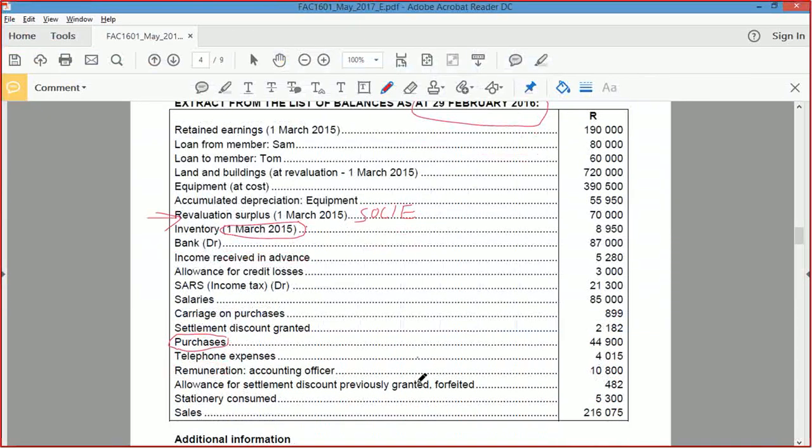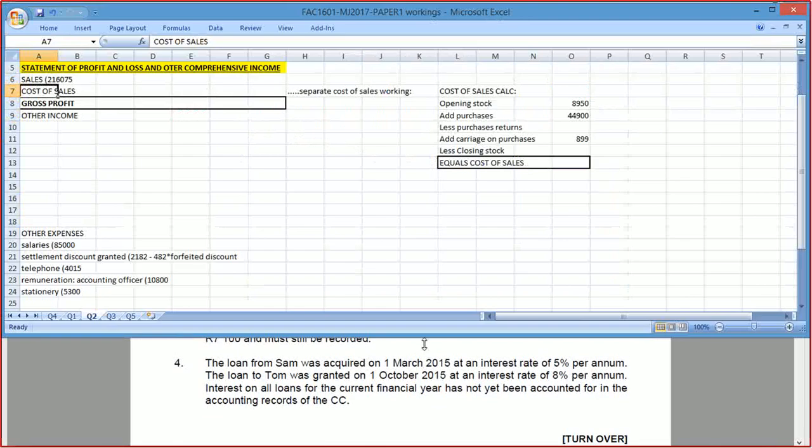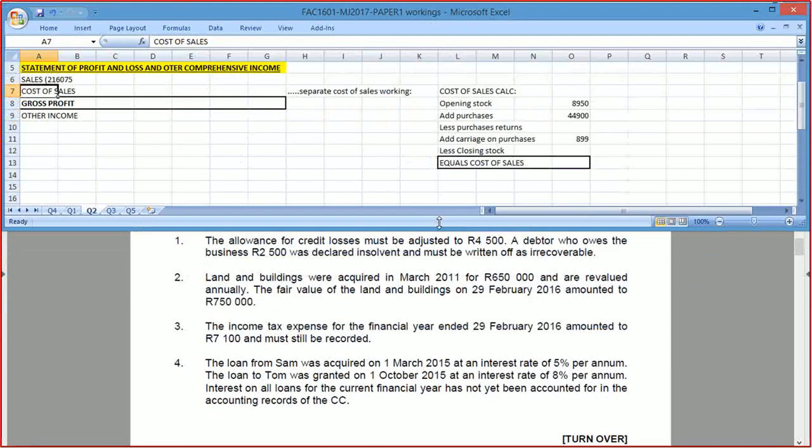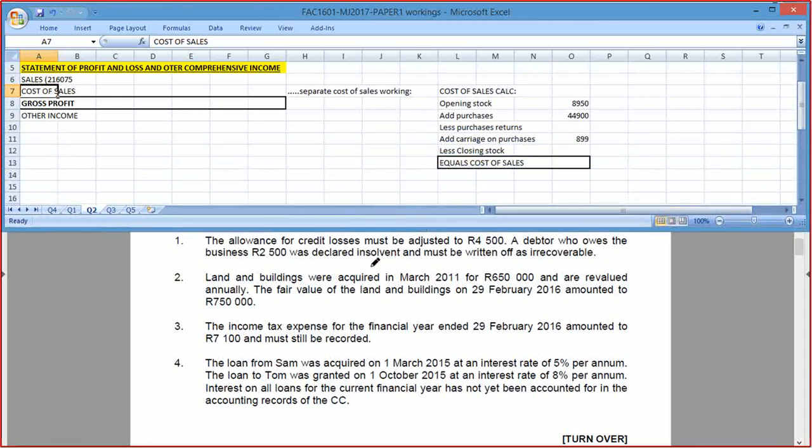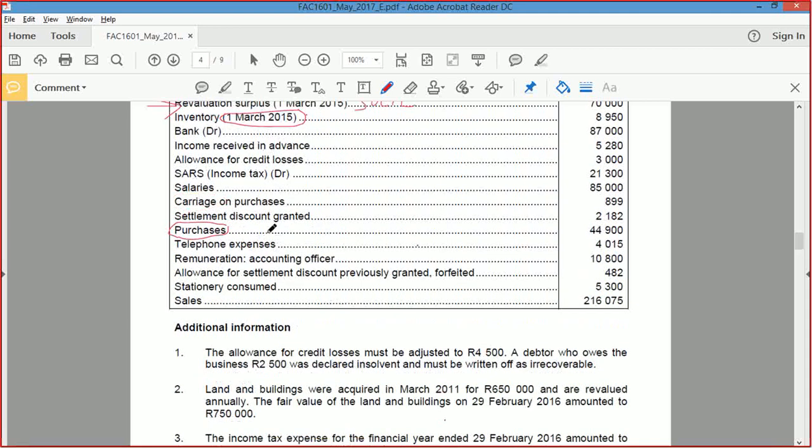Now you have to go through all the adjustments. Okay, so let's look at each of them separately. Okay, there's additional information. Point number 1. Okay, what does point number 1 say? Well, they say that the allowance for credit losses must be adjusted to 4,500. What is the current allowance? The allowance is 3,000, so it's going to be 3,000 plus 1,500 minus 2,500.